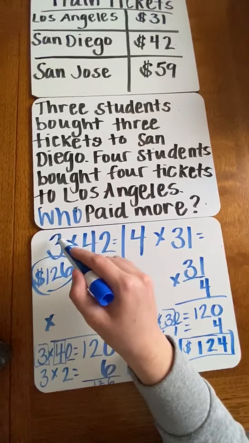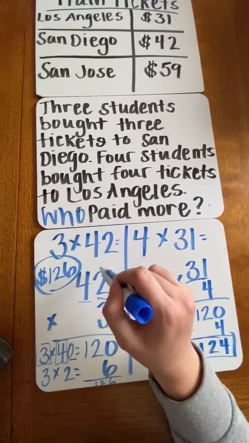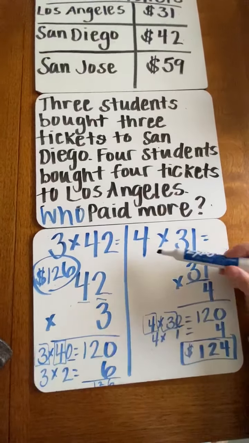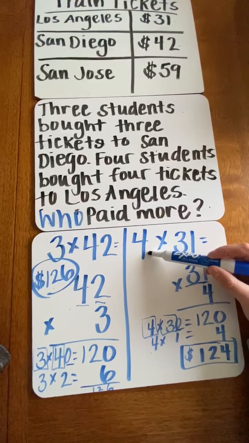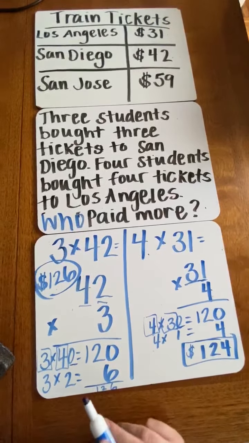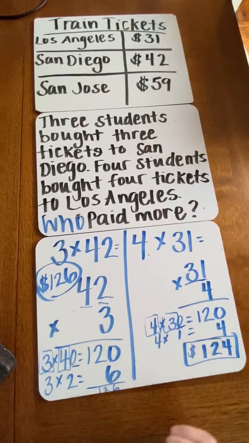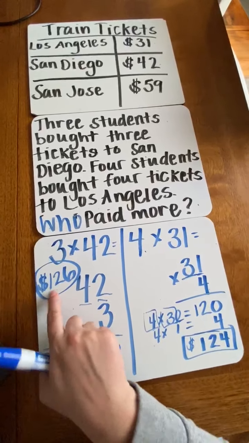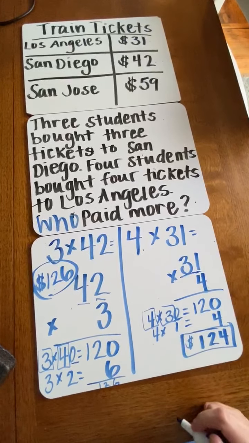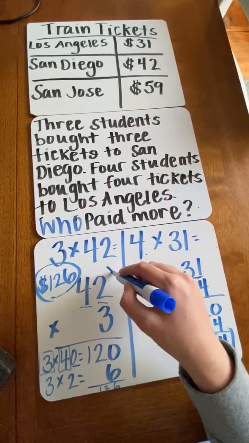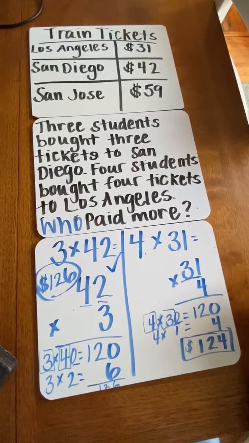So if my 3 students that were going to San Diego paid $126, and the 4 students going to Los Angeles paid $124, I want to know who paid more. So which number is larger, 126 or 124? 126 is larger. So the 3 students going to San Diego paid more.